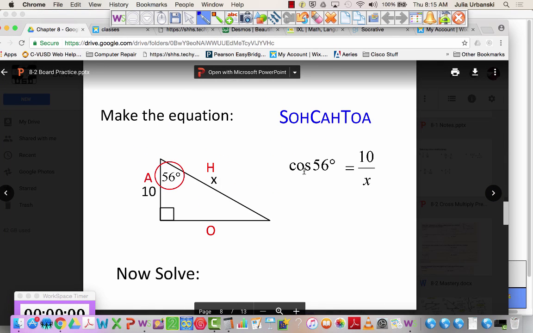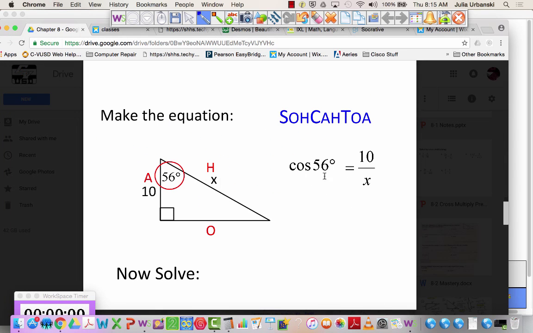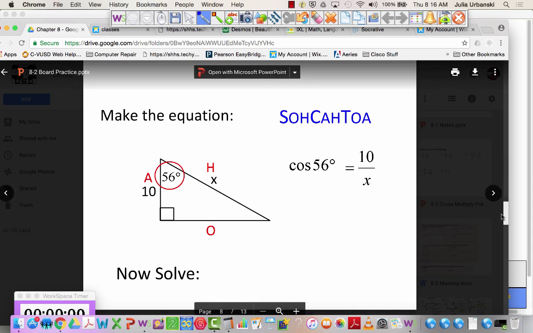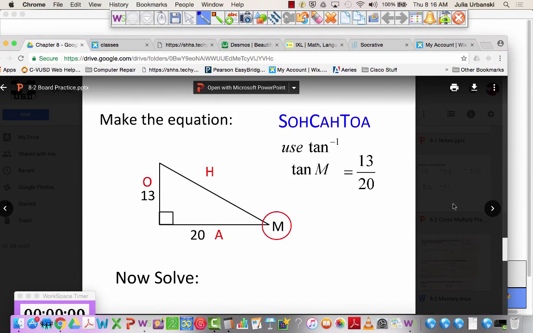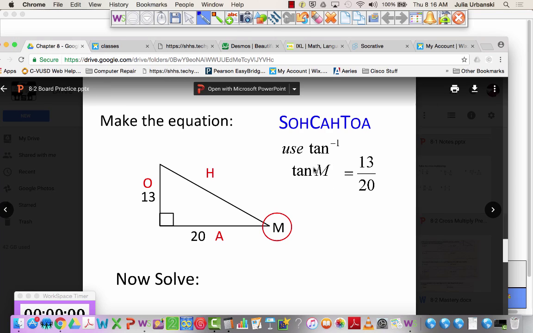What would you do with this one? Would you use the inverse or the regular? Regular, and you would cross multiply it and solve it. What if you had a problem like this one? Would you use the regular or the inverse? Inverse, because I already have that written. Good. But why? Why would you use the inverse there? Because there's no degrees there. The degrees are the variable.